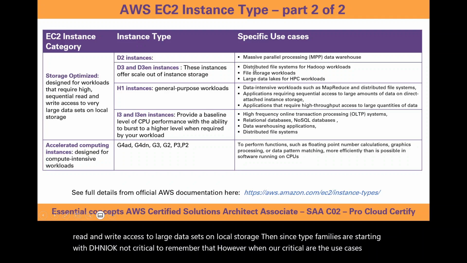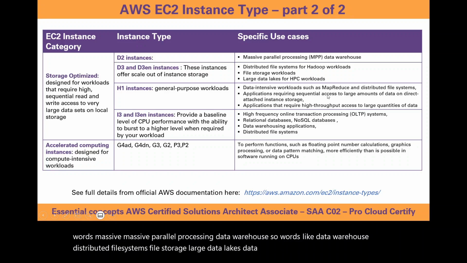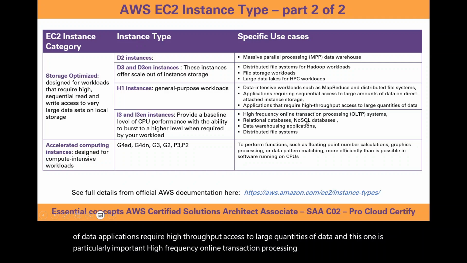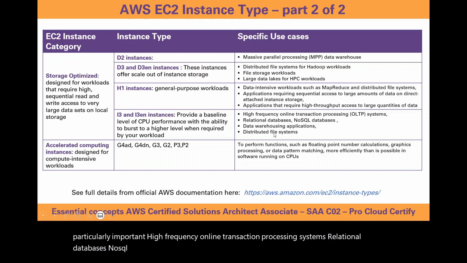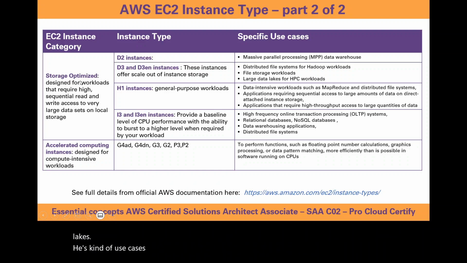Words like data warehouse, distributed file systems, file storage, large data lakes, data intensive workloads for distributed file systems, and applications requiring sequential access to large amounts of data, or high throughput access to large quantities of data. And this one is particularly important: high frequency online transaction processing systems, relational databases, NoSQL databases, data warehouse applications, once again distributed file systems. So words like distributed file systems, parallel processing, data warehouses, large data lakes, these kinds of use cases are served by storage optimized instances.